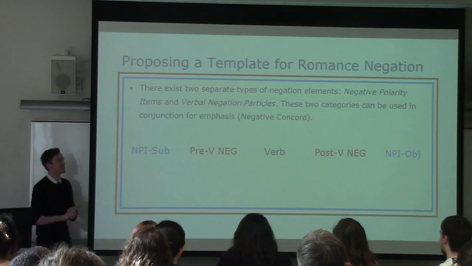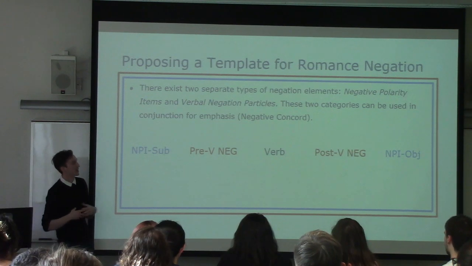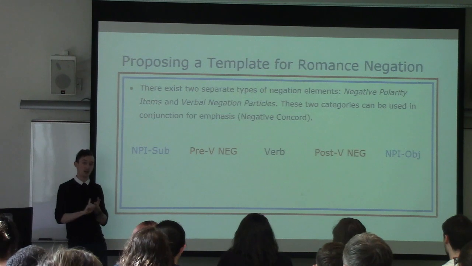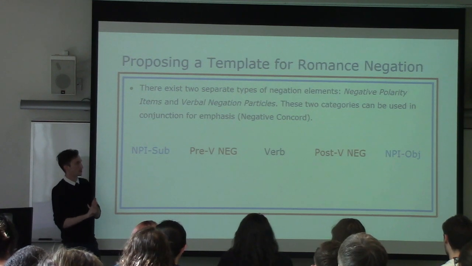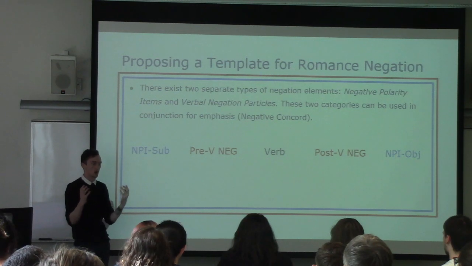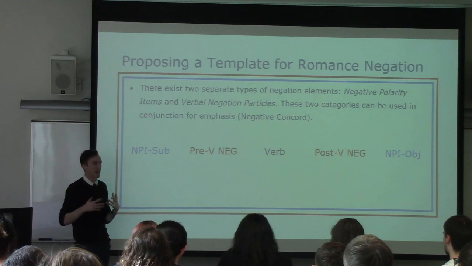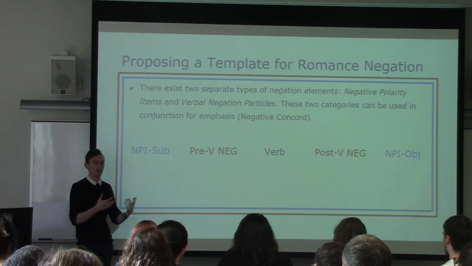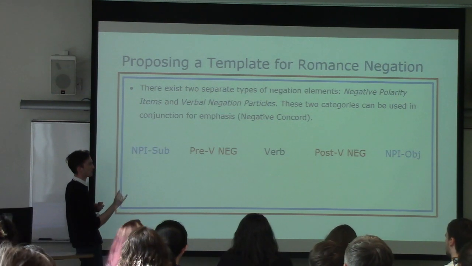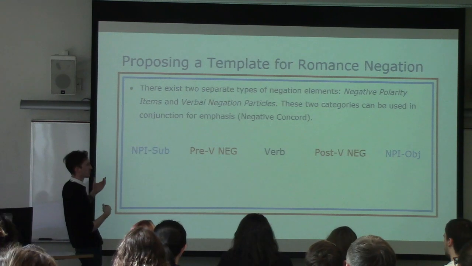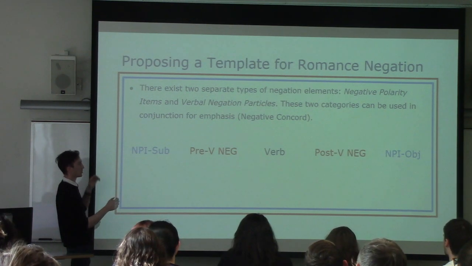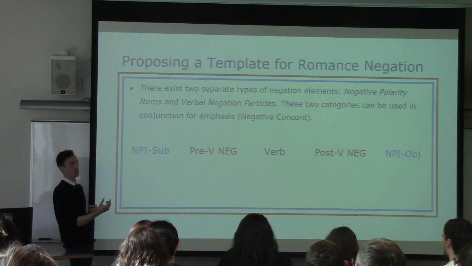Here I propose a template for Romance negation. As we've seen, there are two types of negational elements in the phrase, a negative polarity item and a verbal negational particle. These two, in the Romance languages, can be used in concord or together for emphasis, to emphasize certain parts of the phrase that they wish to negate. So, in this template, there are two slots for verbal negation, in red, a pre-verbal slot and a post-verbal slot, and for the negative polarity items in blue, there's a subject position and an object position.